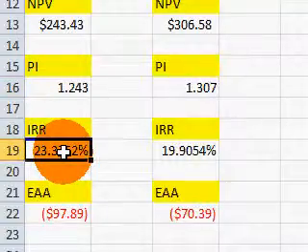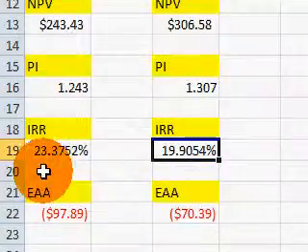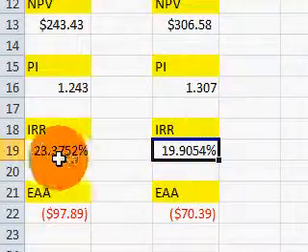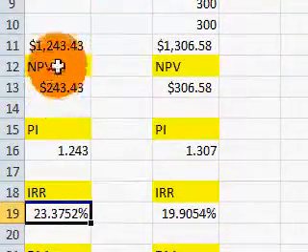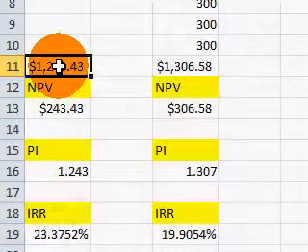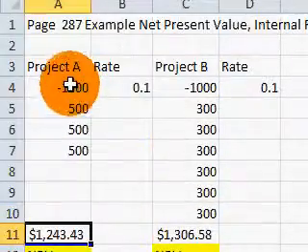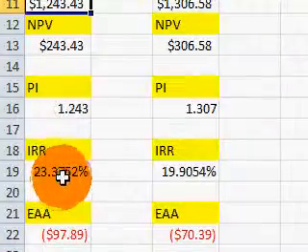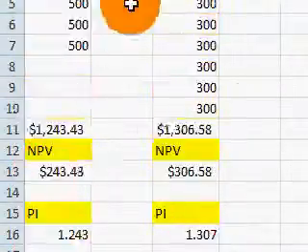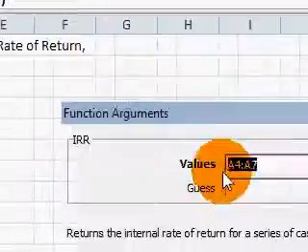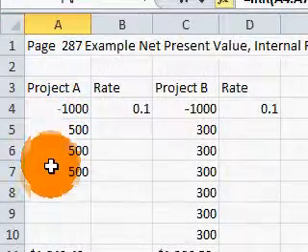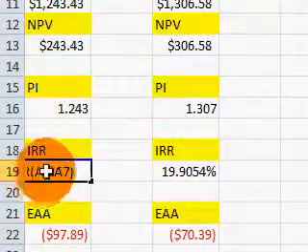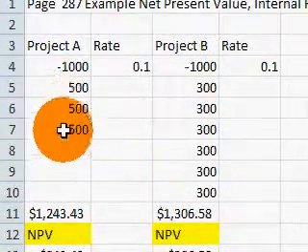All right, internal rate of return. One big thing I want to point out between internal rate of return and net present value is that with net present value, when we do the calculation like we did up here, we do not include the initial cash outlay. With internal rate of return, we pull up the f of x. It will ask for values of a range. We said A4 to A7. So notice with internal rate of return, you do include the negative cash flow.